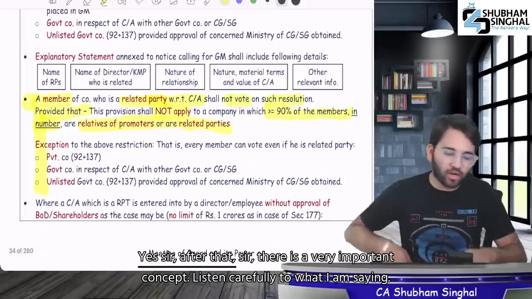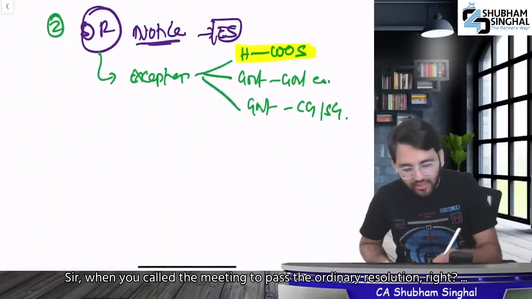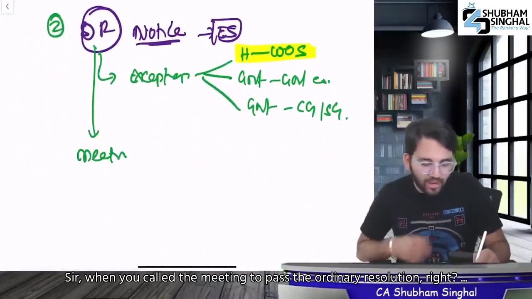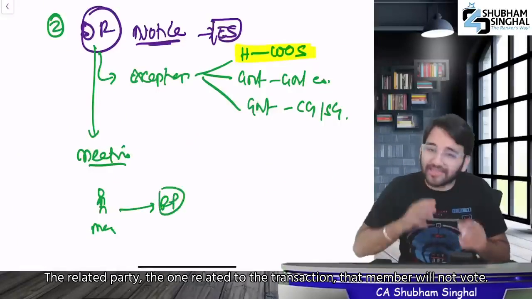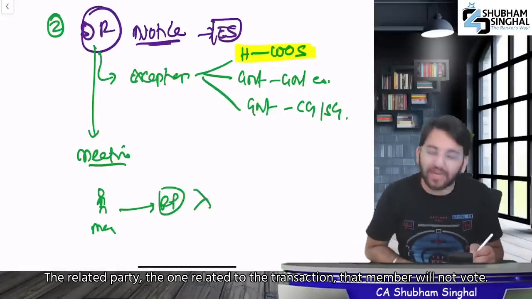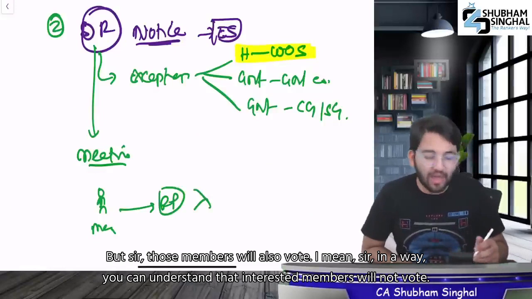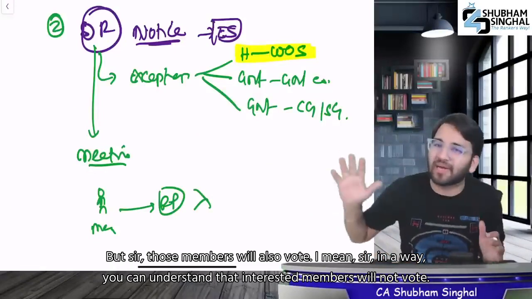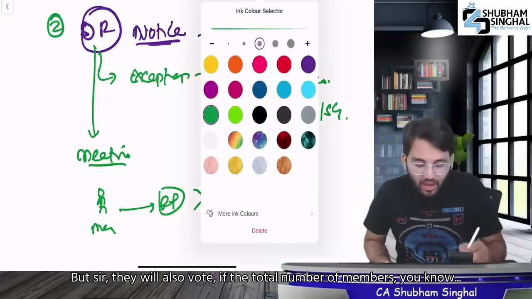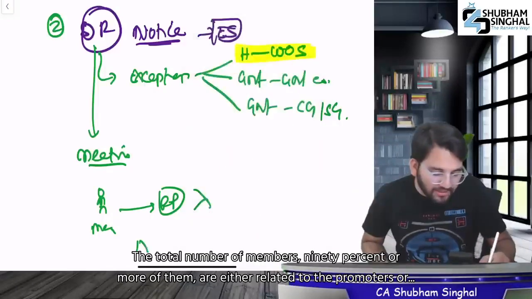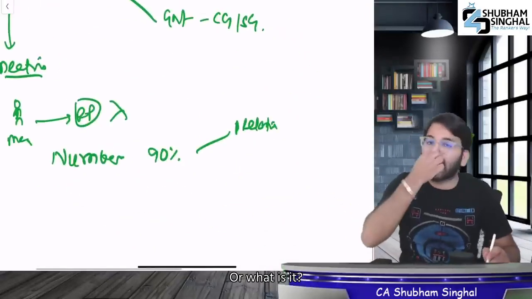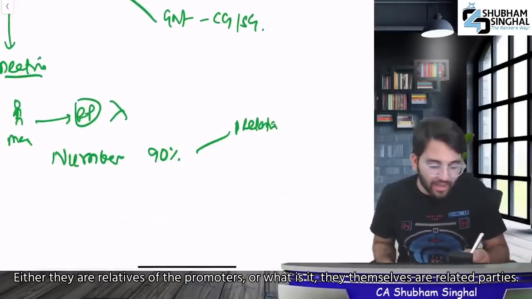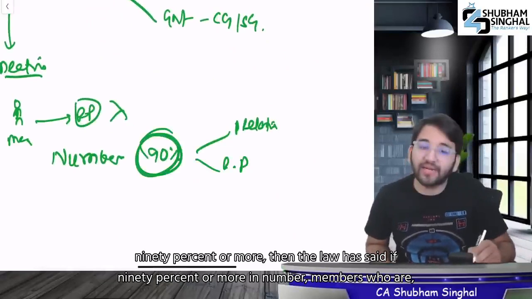After that, there is a very important concept. Listen carefully. When you called the meeting to pass the ordinary resolution, then in the meeting, every member who is a related party of that transaction will also not vote. But those members will vote if 90% or more of the total number of members are the promoter's relatives, or related parties themselves.